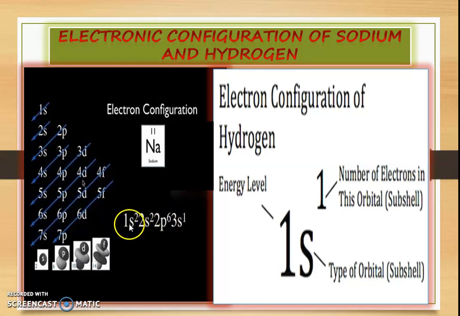Now count the electrons in 1s2, 2s2, 2p6. These are 6 plus 2 plus 2 equals 10. We still need 1 electron to complete the total electrons for sodium. As there are 11 electrons for sodium, we move from 2p to 3s. The s subshell contains a maximum of 2 electrons, but we fill 1 electron in 3s1 because we have only 1 electron left from the total electrons of sodium. So this is how you can write the electronic configuration of sodium.